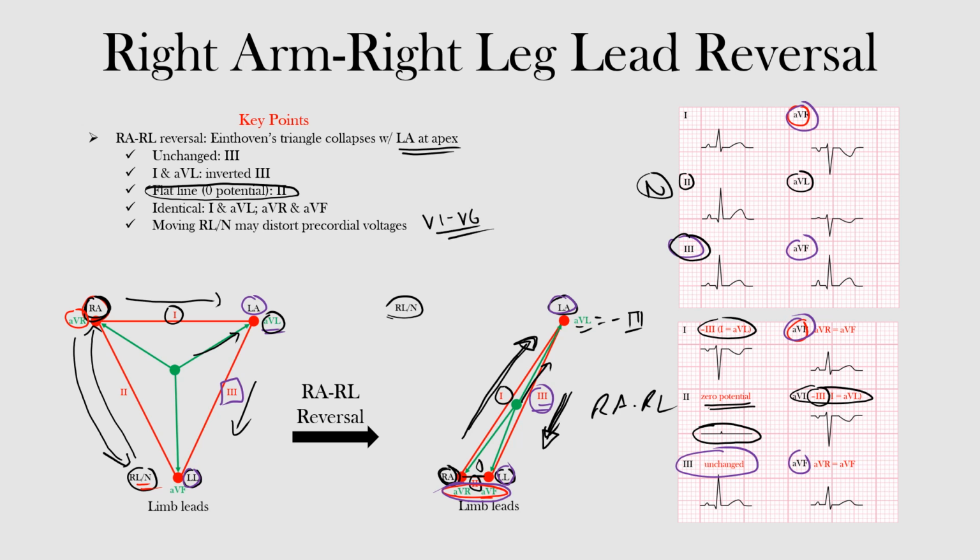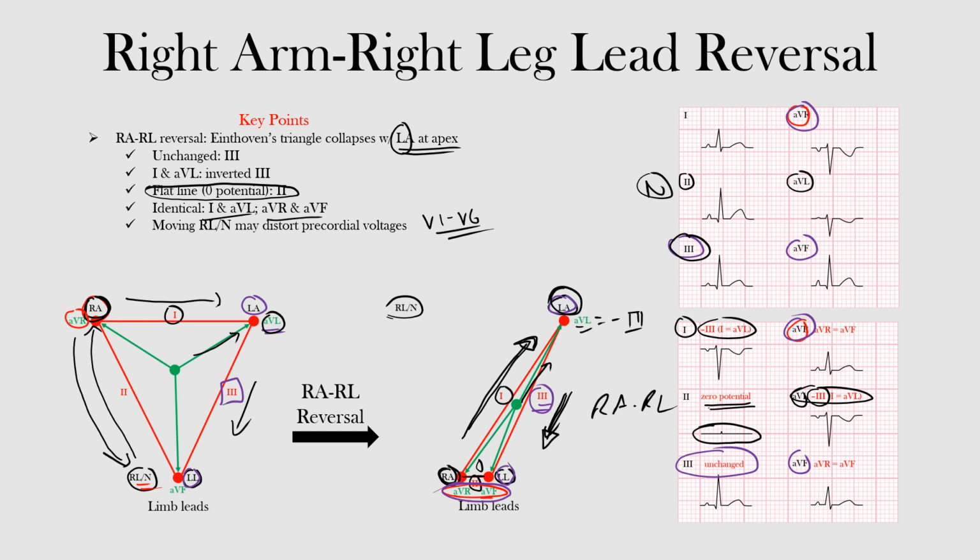So let's briefly review what we discussed before we end. So now we're looking at right arm and right leg reversal. What we said here is that Einthoven's triangle collapses with the left arm coming to our apex. As we saw, lead 3 is unchanged. Lead 1 and AVL are inverted leads of lead 3. Okay, so again, they're identical. We saw here's lead 1 and lead AVL are pretty much the same, but they're inversions of lead 3. Okay, that's why we said 1 and AVL are the same.